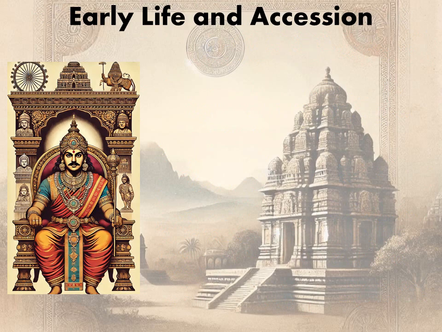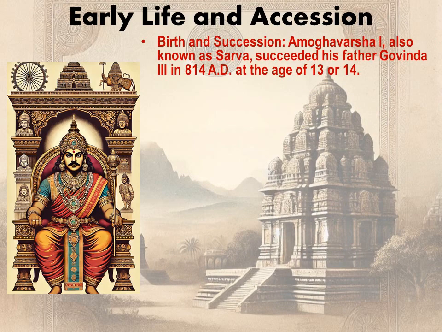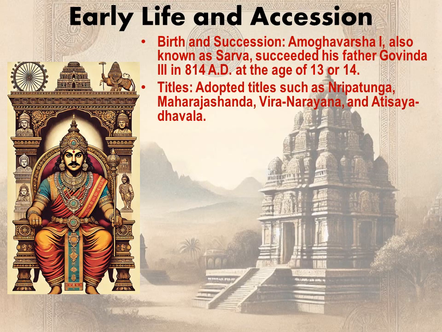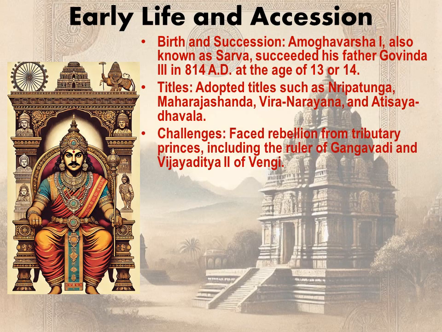Early life and accession. Birth and succession. Amogha, also known as Sarva, succeeded his father Govinda in 814 AD at the age of 13 or 14. Titles. He adopted titles such as Nripatunga, Maharaja Sadhana, Veera Narayana, and Atisaya Dhavala. Challenges. He faced rebellion from tributary princes, including the ruler of Gangavadi and Vijayaditya II of Vengi.